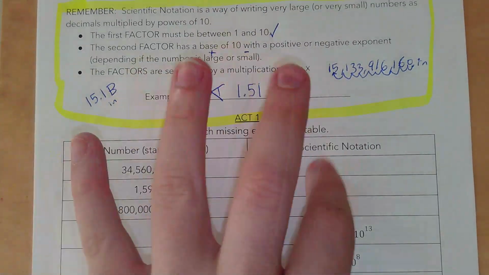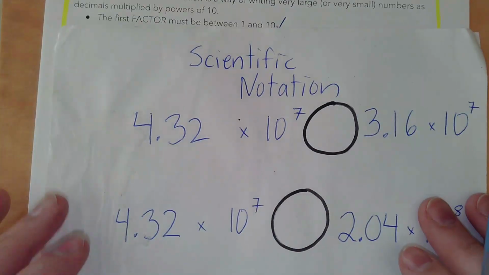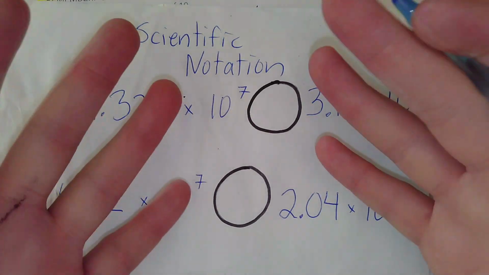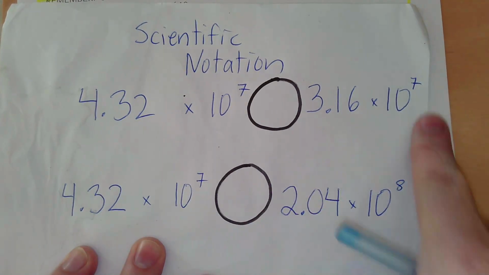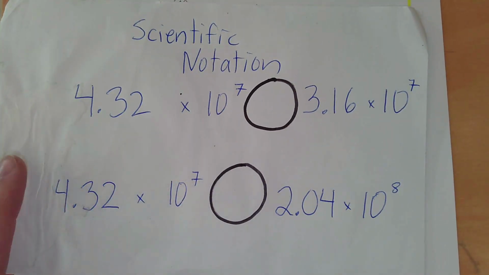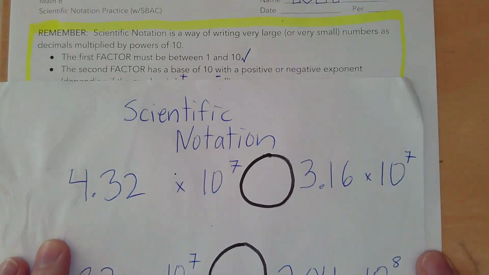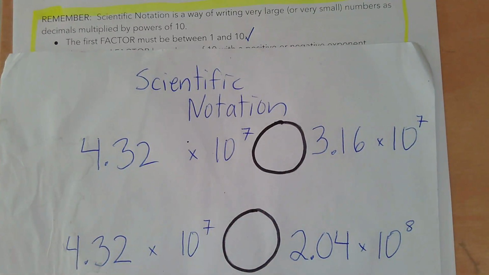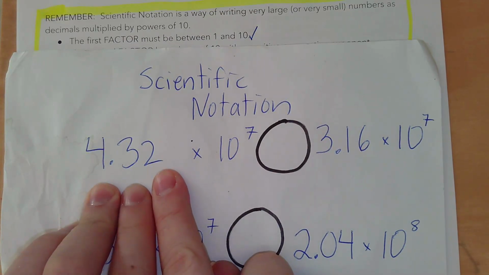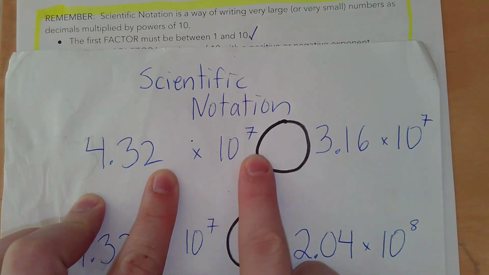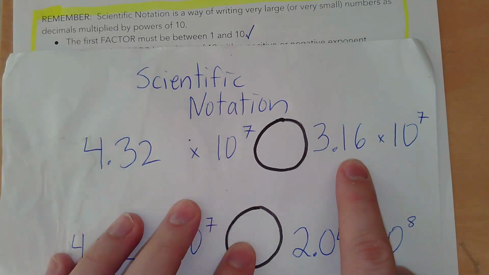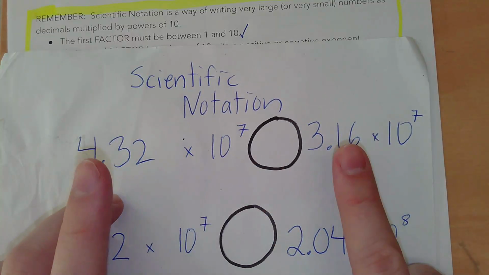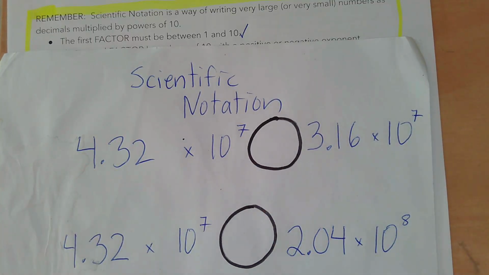So before we do anything else, I wanted to go over an example. Here's some examples of scientific notation, and why is scientific notation so useful? Because you can easily compare which numbers are bigger. Our first example is this one, and you can write this in your toolkit if you want to. 4.32 times 10 to the 7th, or 3.16 times 10 to the 7th. These are both very big numbers, but which one is bigger?